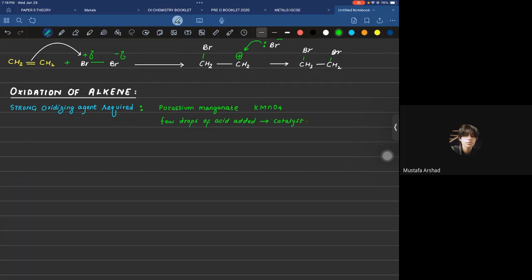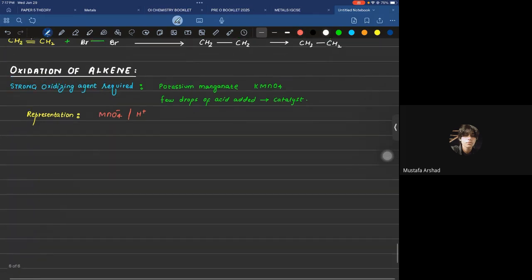And in a lot of reactions, you would see, okay, how can we represent this? You will see MnO4 minus slash H plus. That is the representation for a strong acid.